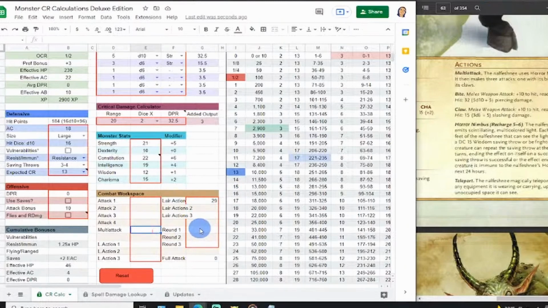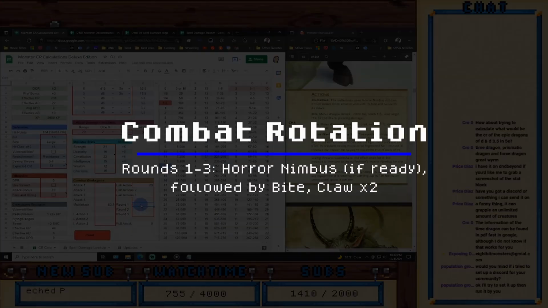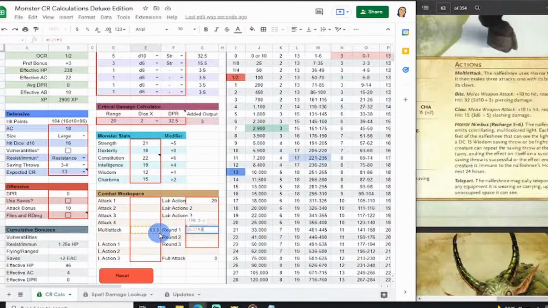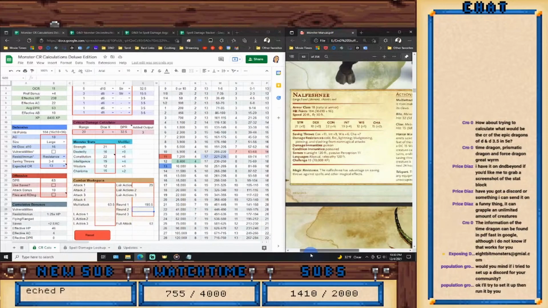All right, and we have our multi-attack now. Let's put that together of 1 bite and 2 claws, something like that, for a total of 63.5 points of damage, not including any of the teleporting or horror nimbus. And then if we just simply do this to see what we have for our base, we'll take the 63 and multiply that times 3 for 3 rounds of combat, and we get a CR 12. Interesting. We should be a CR 13.